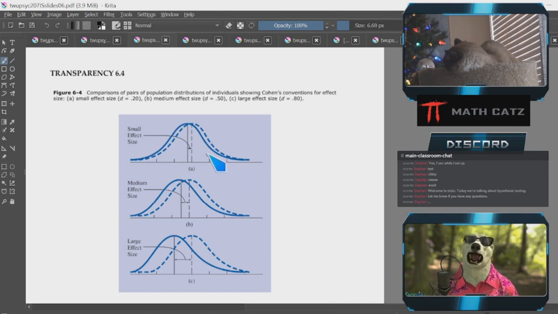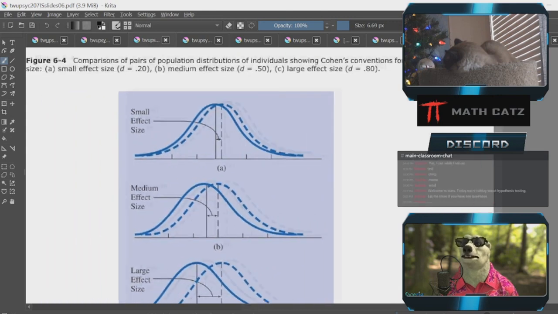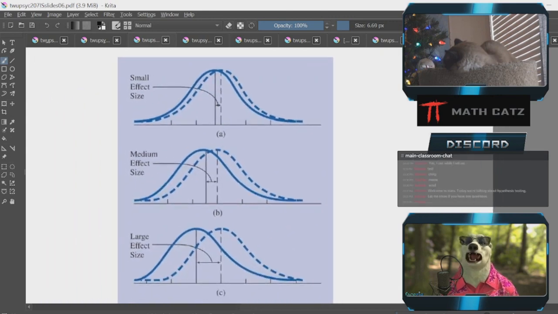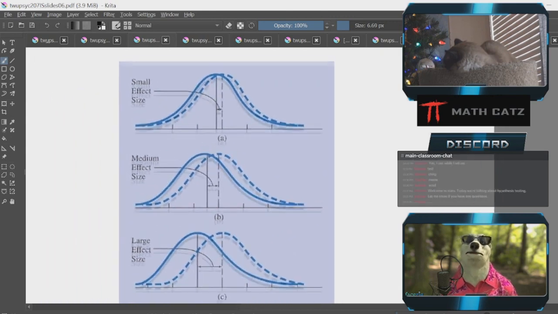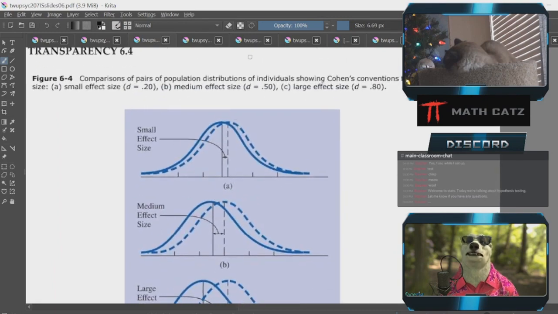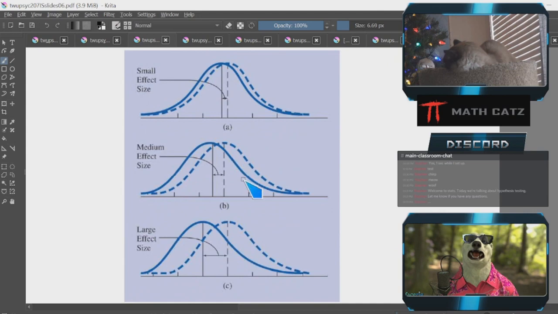So we can classify them to keep it simple. Small, medium, and large effect size. Small being around 0.2, medium classified around 0.5, and large around 0.8. Now, these cutoffs are somewhat arbitrary, but it's just to refer to effect size in a more convenient way.